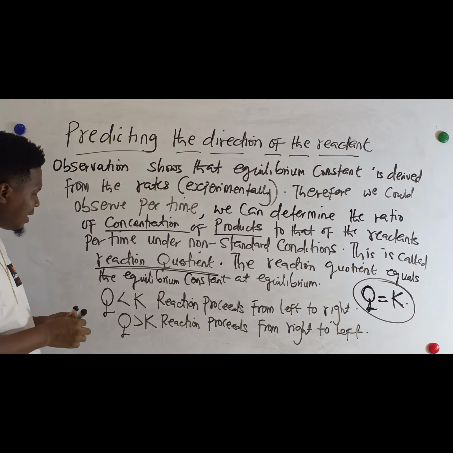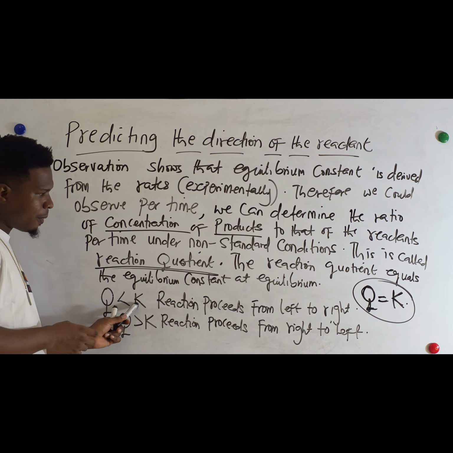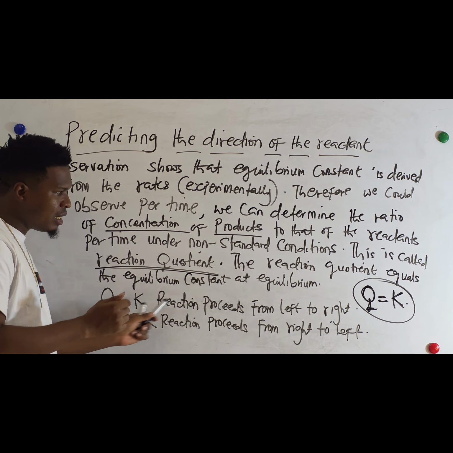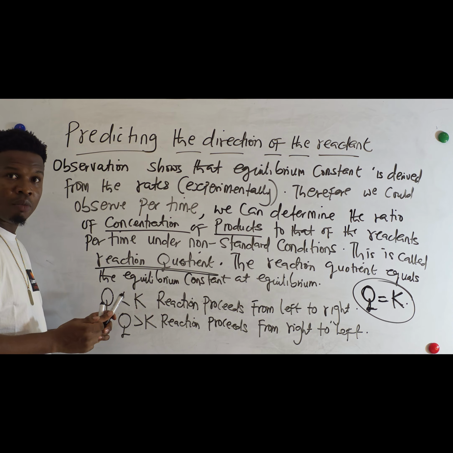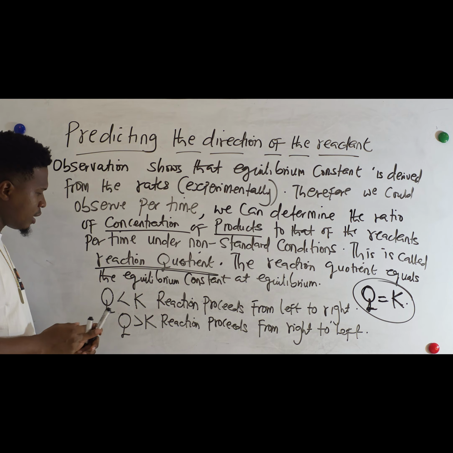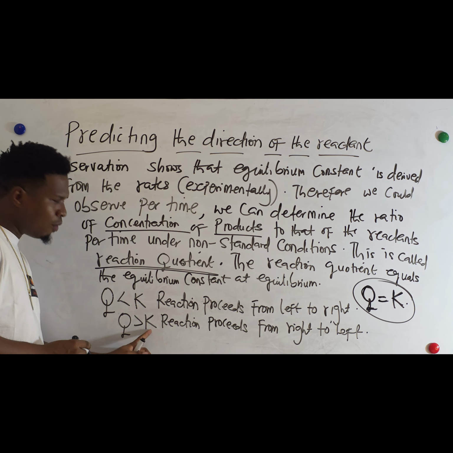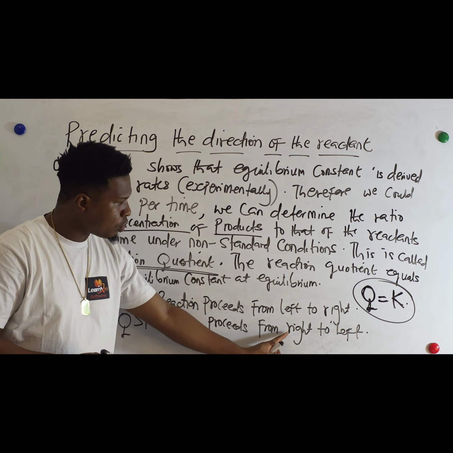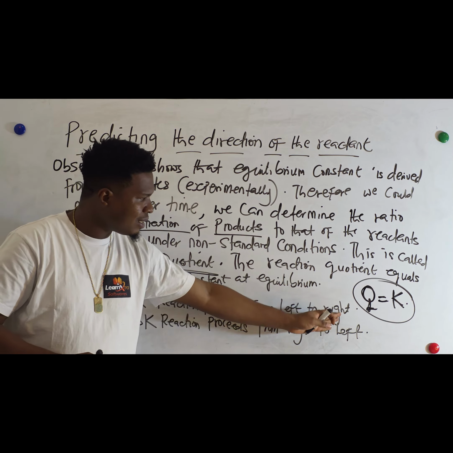Now, if this reaction quotient is less than the equilibrium constant, then the reaction will proceed from the left to the right. So this is how we can predict the direction of equilibrium from the reaction quotient. If the reaction quotient is greater than the equilibrium constant, then the reaction will proceed from the right to the left.